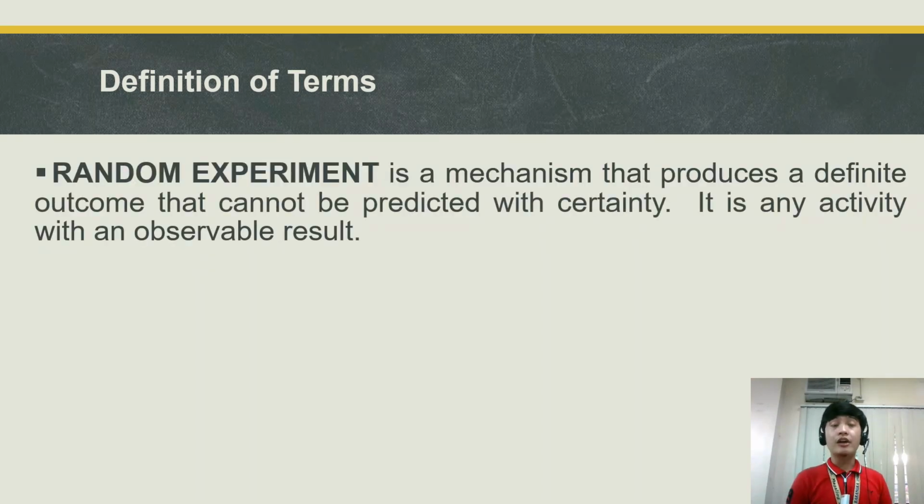We will start with random experiment. In some books, they just call it experiment. Random experiment is a mechanism that produces a definite outcome that cannot be predicted with certainty. It is any activity with an observable result. In some books, the other definition that we can associate with random experiment is any activity that can be done repeatedly. Okay? Tatlong bagay ang kailangan natin tandaan dito.